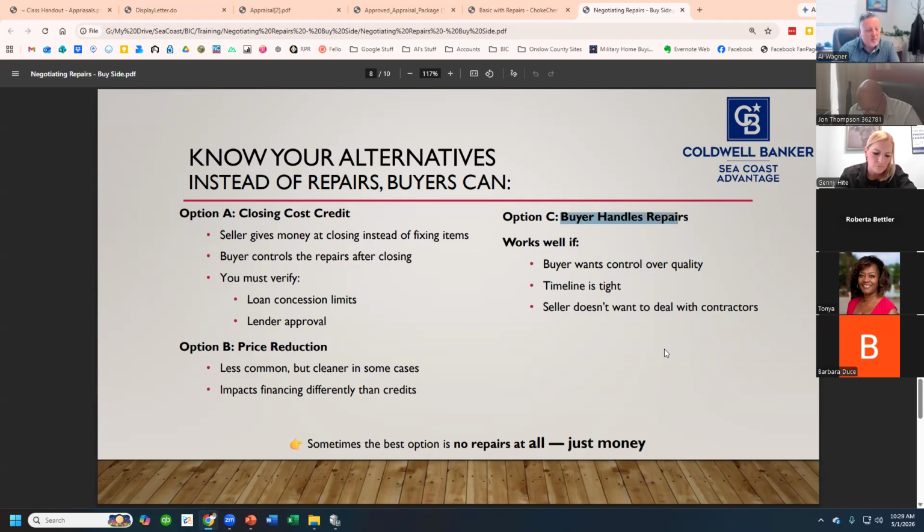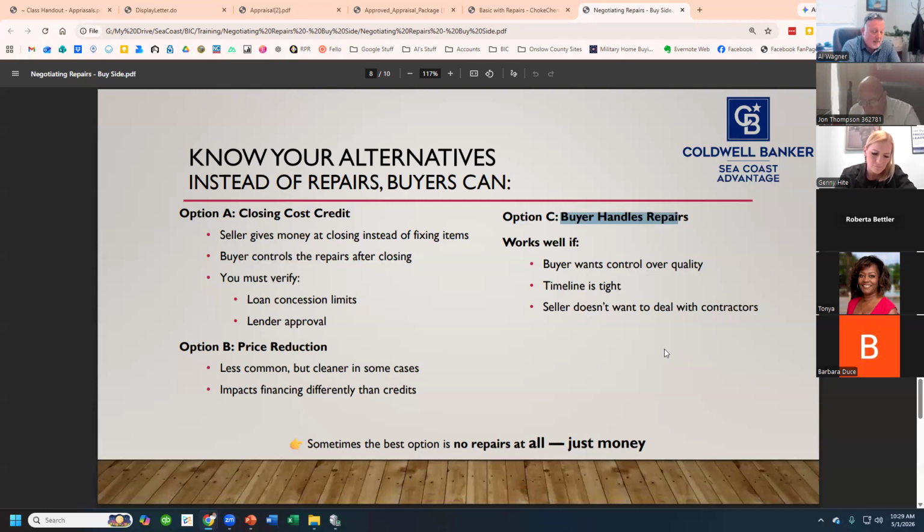Again, sometimes the best option is just no repairs. It's just money. Some buyers just want closing credits. And that's another option going into the transaction, knowing that there's going to be some repairs called out, and your buyer's good with making those repairs. You don't want to tell the listing agent that, because when the inspection report comes back and you ask for repairs, I'm still going to ask for all the repairs.